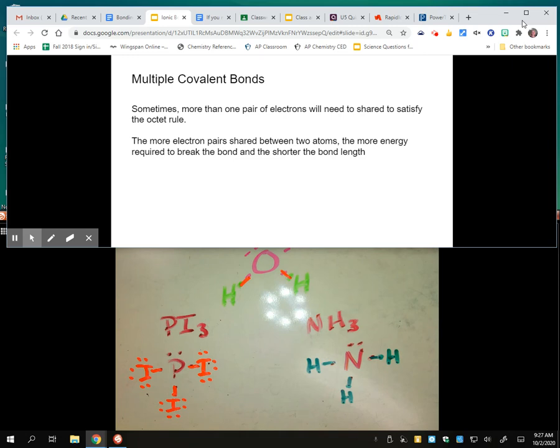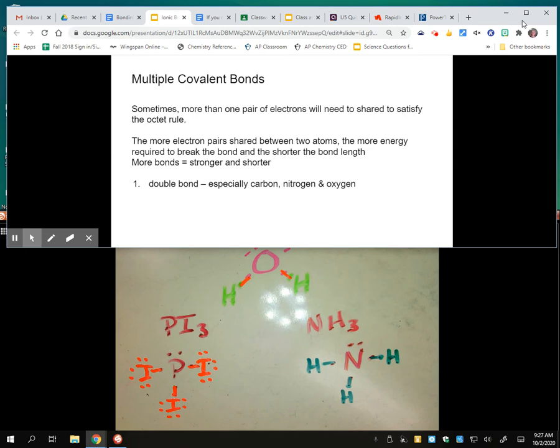This is a really important little statement here. You will see test questions on this one little sentence. So just remember, more bonds are stronger and shorter.